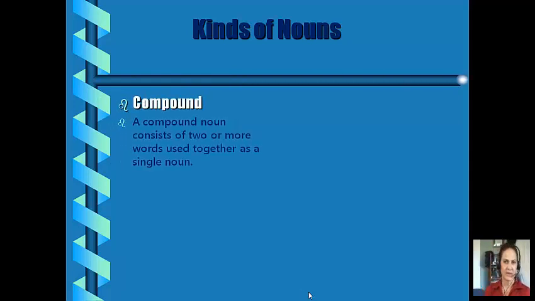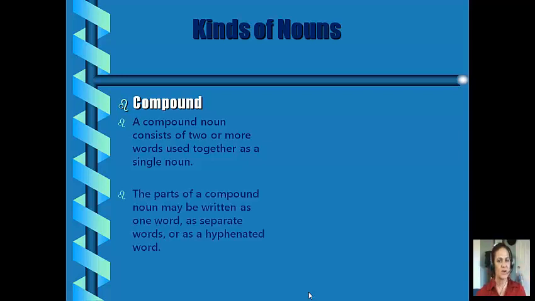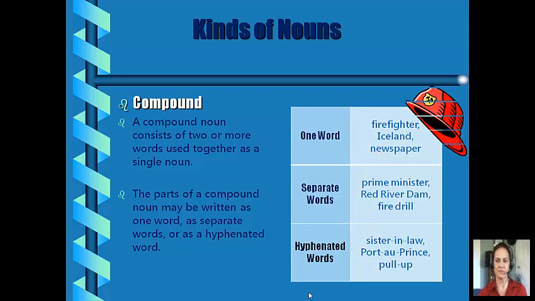Another type of noun is compound. A compound noun consists of two or more words used together as a single noun, representing one thing. So our compound nouns could be one word. They could be two separate words, like Huntington Beach, California is a compound noun. Or it could be hyphenated. And here are some examples.